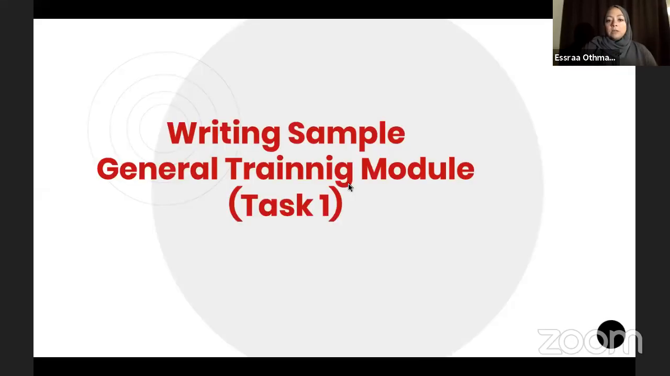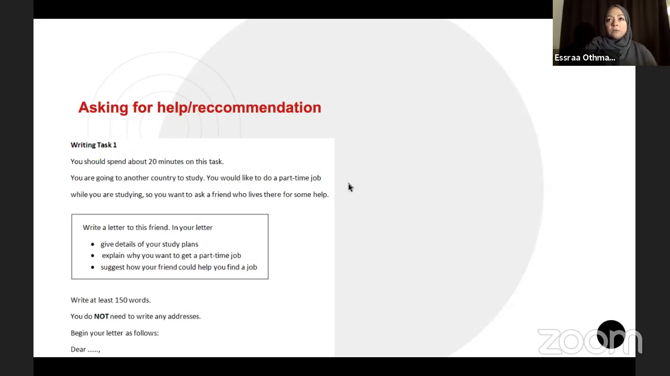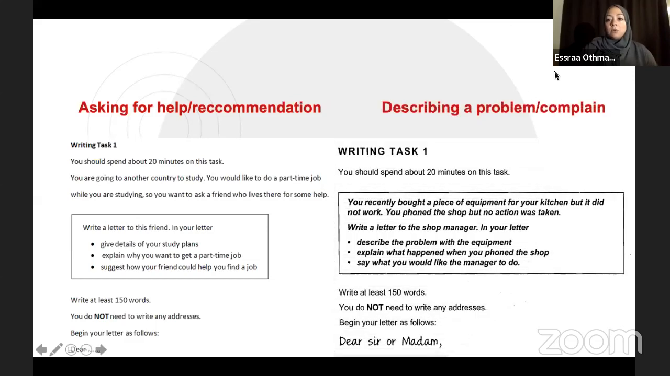Now, if we take a look at the general training module for task 1, it's always a letter, and this letter you write for different purposes. It's 1 letter that you need to write, and it's going to be either, let's say, asking for help or a recommendation, or describing a certain problem, or writing a complaint. Okay, and as you can see in both types, you will have points or ideas already written for you, and those ideas must be included in your writing.